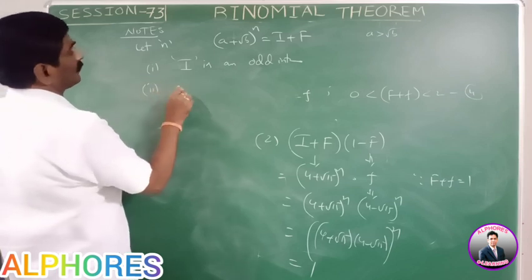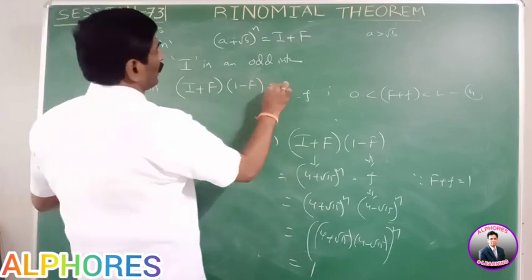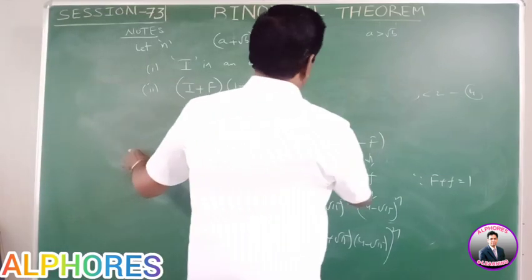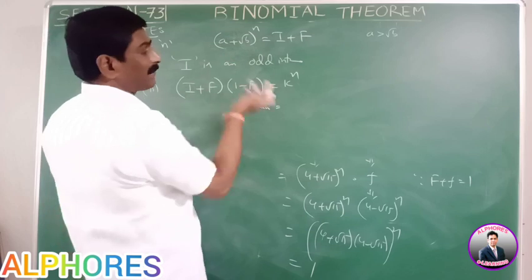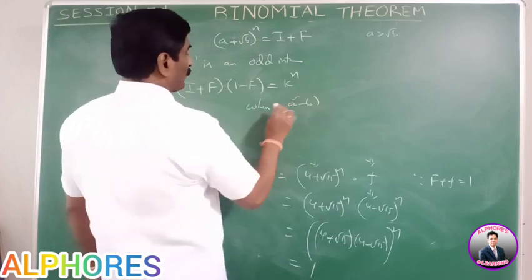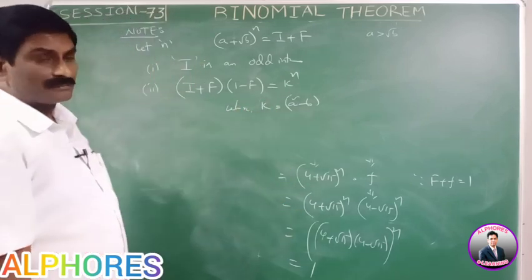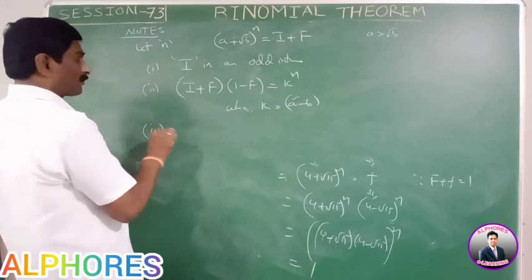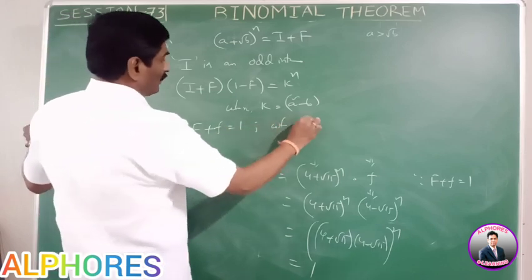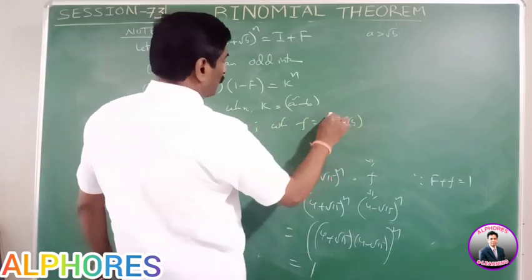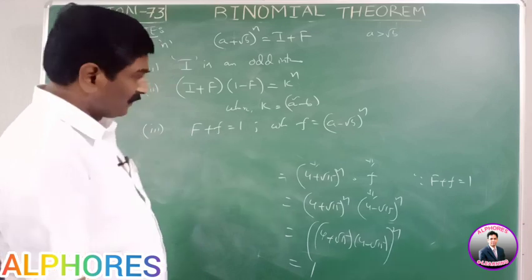Second one, (I plus F) into (1 minus F) is equal to k power n. What is the value of k? Where k is equal to (a plus root b) into (a minus root b), that means a square minus b. Here in this case, you write also the third point. Capital F plus small f is equal to 1, where f is equal to (a minus root b) whole power n. Please note these values.